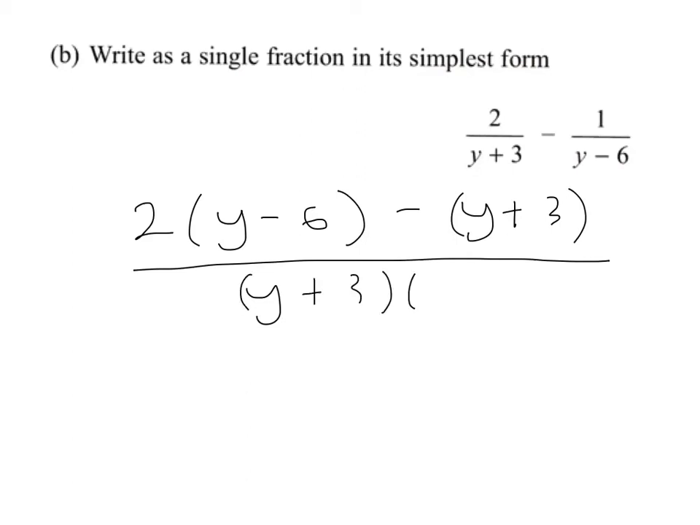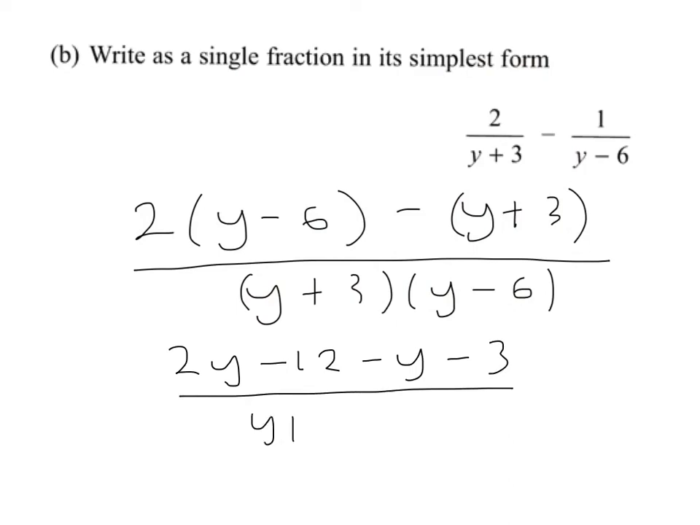times y minus 6. There's no real need to do anything else now to the denominator, but we can tidy up the numerator. And we kept the brackets there to make sure that we had the minus on the y and on the plus 3. So let's open up those brackets. So on the top we'll get 2y minus 12 minus y, and then it's minus 3, all over y plus 3 times y minus 6.